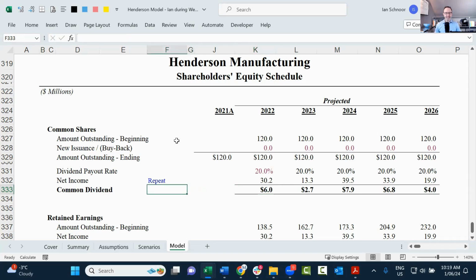Now, the key though here is this: the common dividend is positive. It's a positive value because it is my dividend. This company is going to pay a $6 million dividend in 2022, and then they'll pay a $2.7 million dividend, etc. You can see the dividend values across each of the years. They're positive numbers. It's the dividend. However, the problem and where we need to flip the sign is down below.